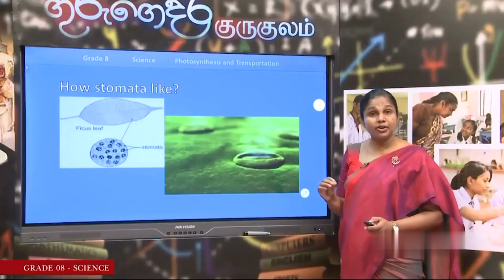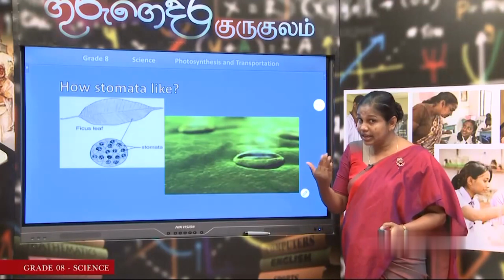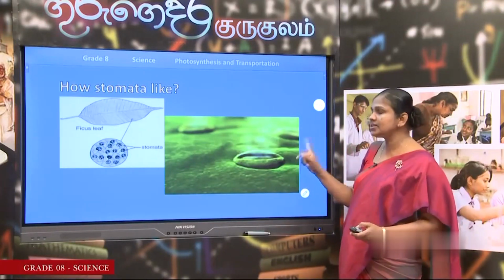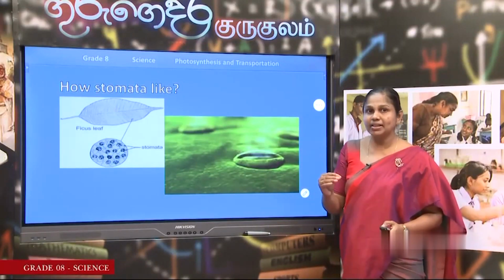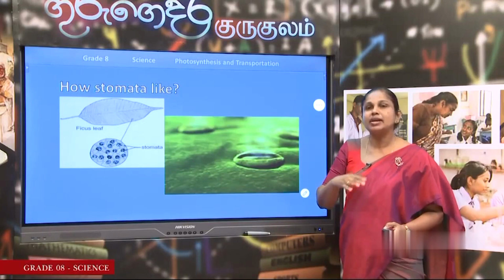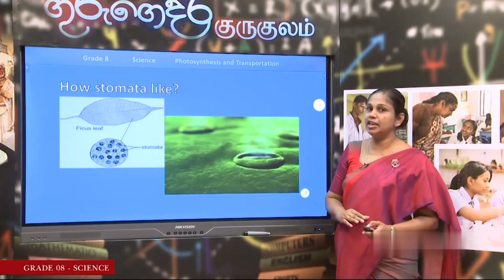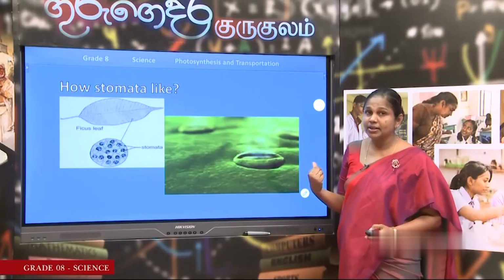So, carbon dioxide needed for this process is taken into the cells of plant leaves by these stomata, and oxygen produced by this process is also taken out and released by the leaf through the stomata.